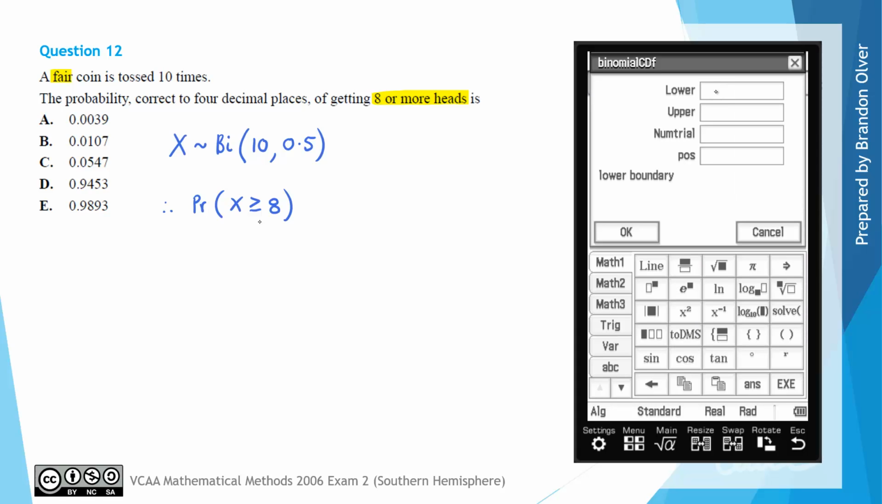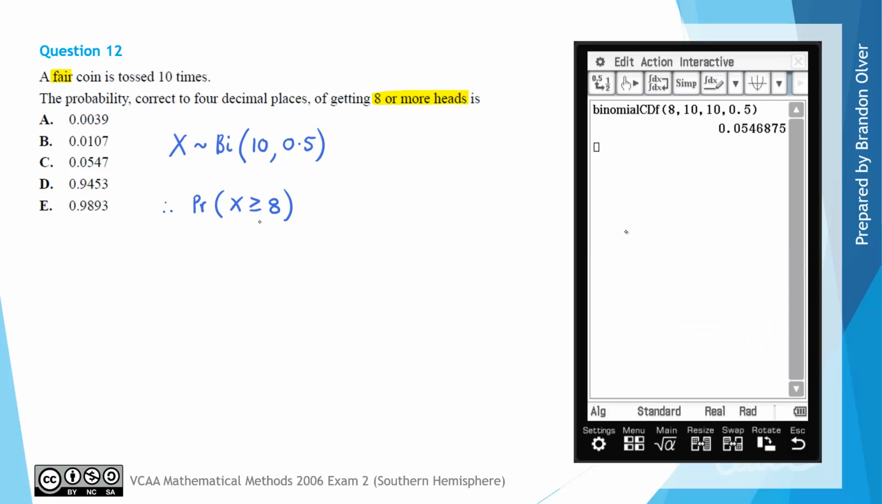Next, it was the probability that we get 8 or more. So we need to put 8 as our lower bound, and it was a total of 10 trials. So our upper bound is 10, our number of trials is 10, and the probability of success is 1/2 or 0.5. Hitting OK will find that probability.